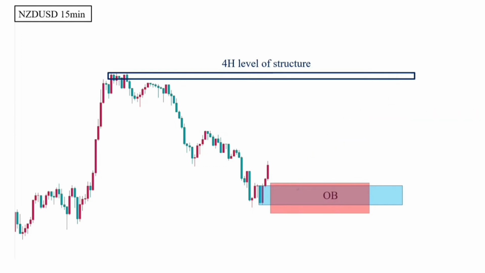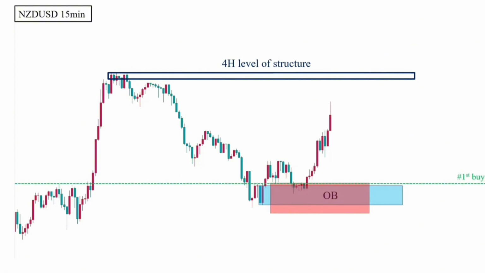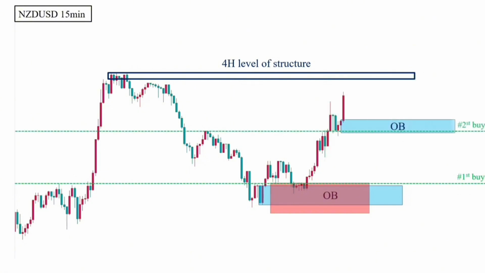But that is not all. We can look for further entries as the market continues to go to the upside. Every time the market makes another order block, we could place a new order with lower risk. For example, notice how the market has created a new order block here. So, we set another order. Again, we have another order block, so we place another one.